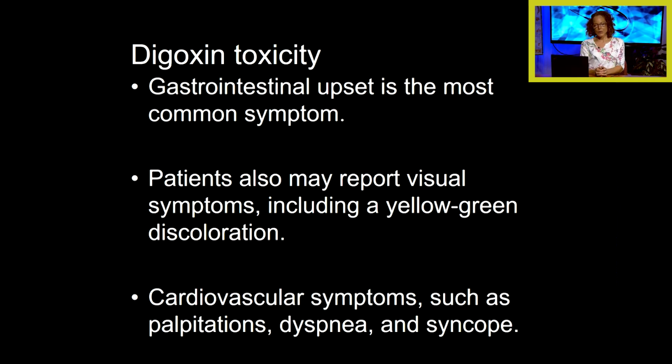Gastrointestinal upset is one of the most common symptoms, so GI problems if our DIG levels are too high. Patients also might report visual symptoms, including a yellow-green discoloration in their vision, like a halo effect that's got this yellow kind of glow to it. Cardiovascular symptoms such as palpitations or tachycardia, right? Dyspnea, shortness of breath, and syncope, which is fainting, right?